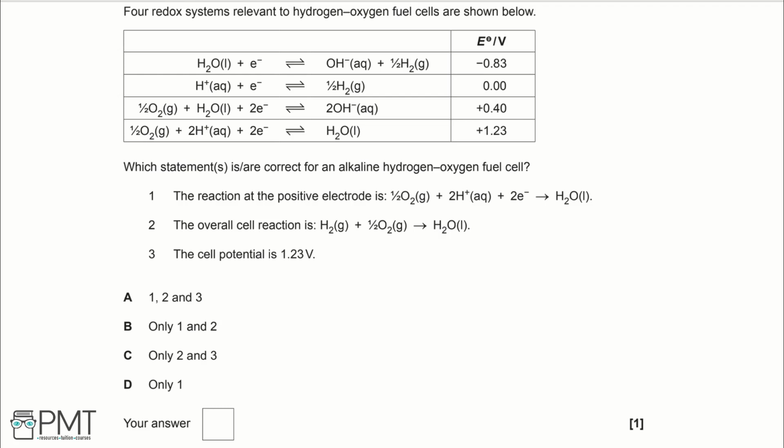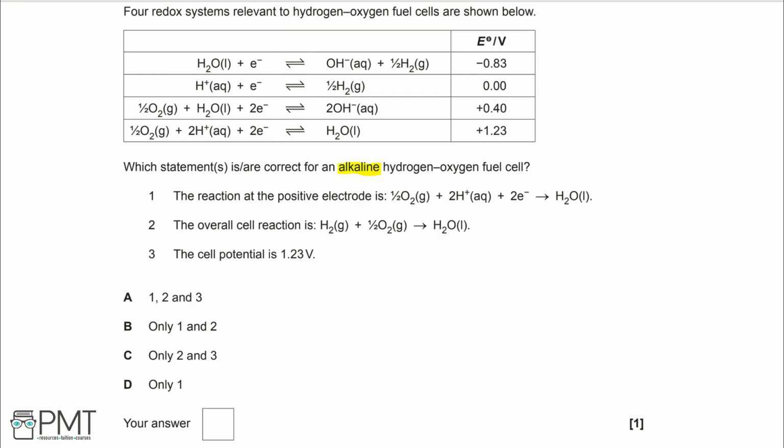A. 1, 2 and 3. B. Only 1 and 2. C. Only 2 and 3. Or D. Only 1. So firstly with this question, we're asked for an alkaline hydrogen-oxygen fuel cell.